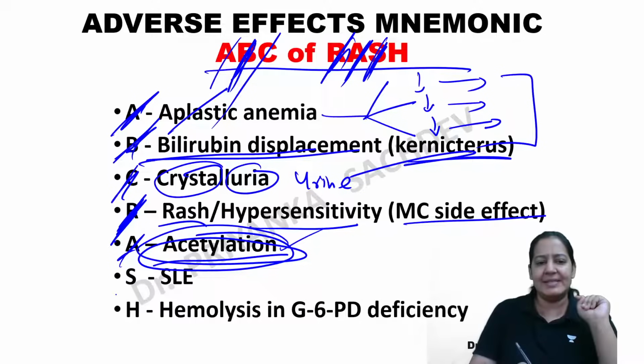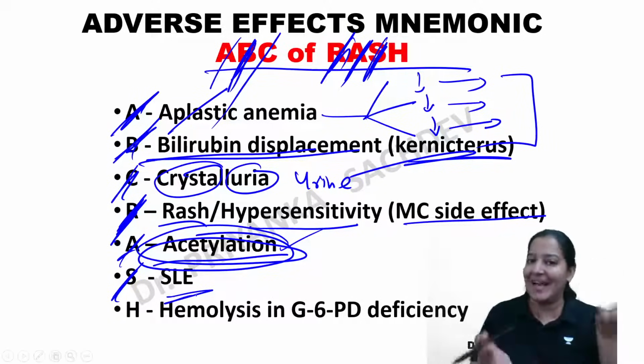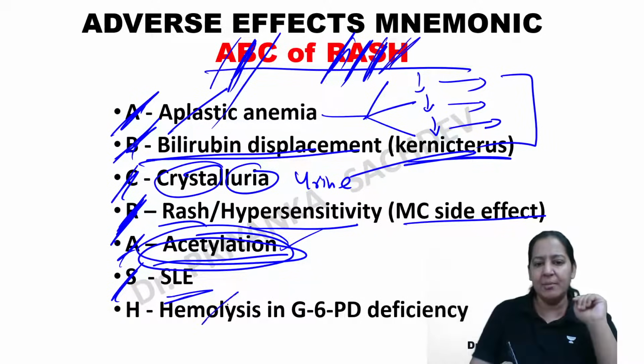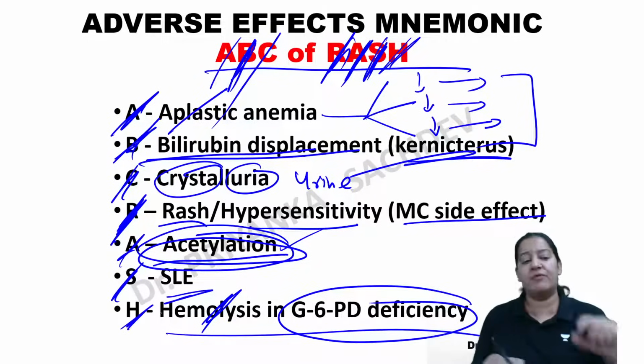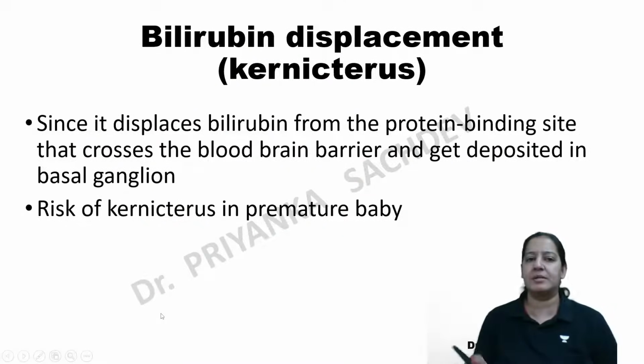And S is SLE. It causes SLE-like symptoms, right? And H is hemolysis in G6PD deficiency. In a G6PD deficiency patient, if you give sulfonamide, there are chances of hemolysis.